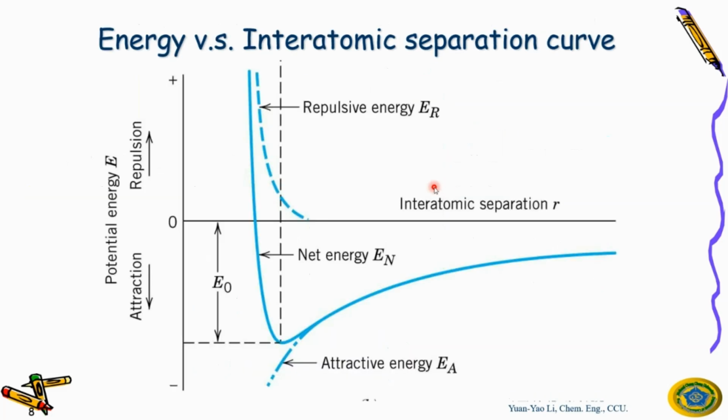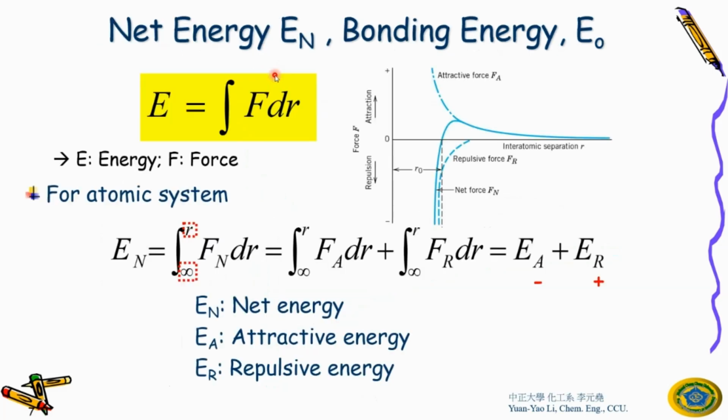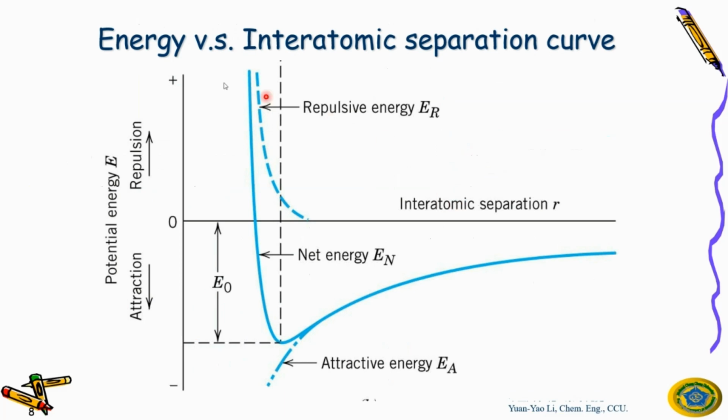So as you can see, we change from this force plot to this energy plot. So the energy versus interatomic separation curve will become like this. This is the repulsion energy, from negative sign to become positive sign. And this is attraction energy, from positive sign of the attraction force to become negative sign of the attractive energy. And this is a summation, the net energy here.